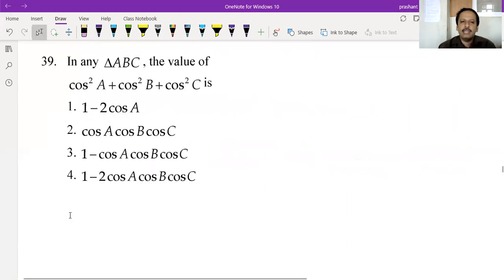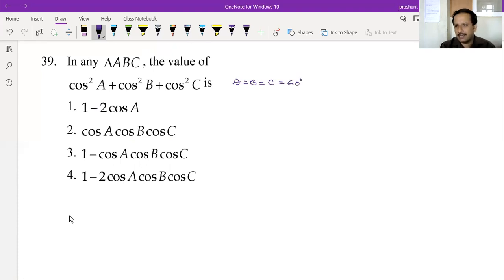Okay. Now, in any triangle ABC, the value of cos square A plus cos square B plus cos square C is... So, any triangle ABC they have given, so you can make some substitution. Put A equal to B equal to C equal to 60 degrees. Any triangle means I have to substitute values for A, B, C such that their sum is equal to 180 degrees. So I will choose 60, 60, 60.